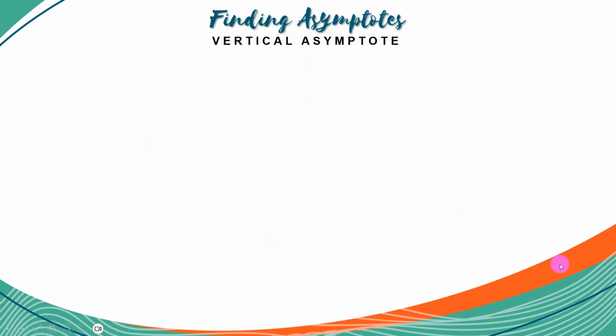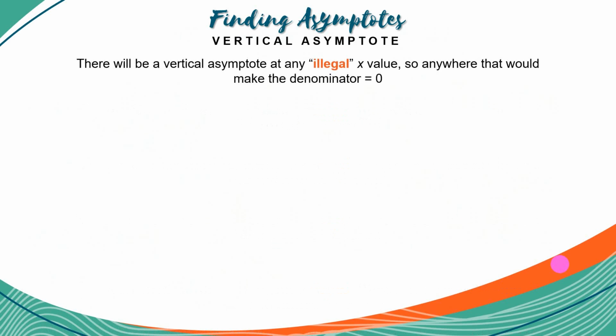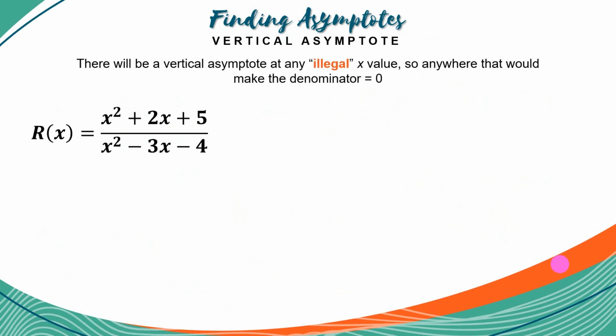Let's have the vertical asymptote. Just remember when we say vertical asymptote, it's just the value of the illegal value. Okay? So there will be a vertical asymptote at any illegal x value. So anywhere that would make the denominator equal 0. So for example, let's have this. So after solving the illegal value, that is already our vertical asymptote.